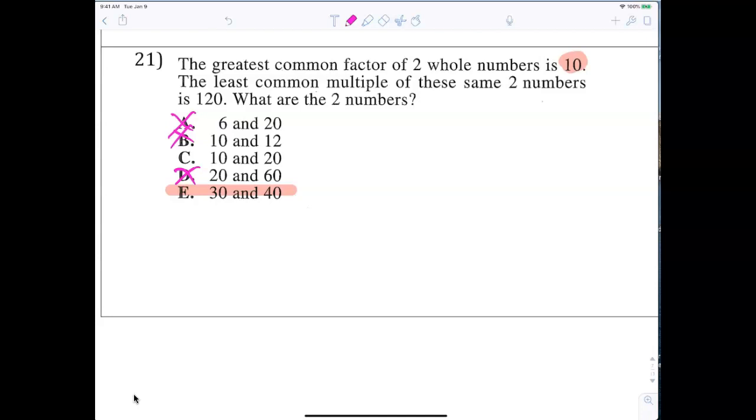All right, so now the least common multiple. The least common multiple between 10 and 20 would be what? 20, so that's not it. It has to be E. So let's see how we did that. All right, that's a good little review.